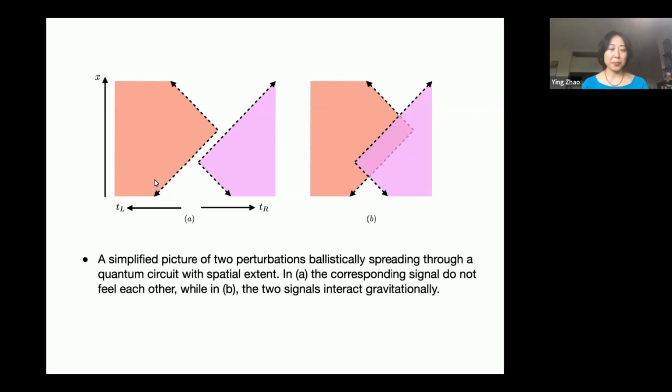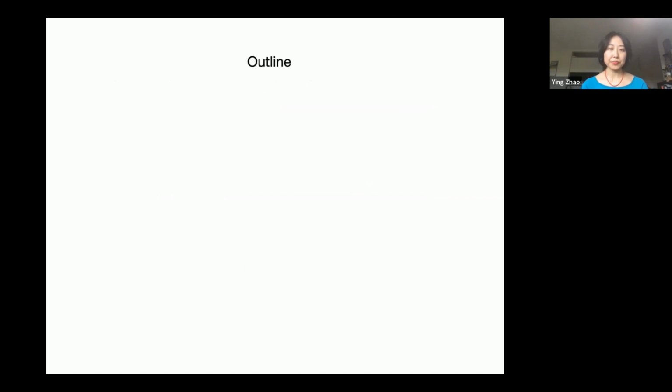In the left panel, the growth of these two perturbations, they do not feel each other because they don't have overlap. The more interesting case is the right panel. The two perturbations actually overlap. They do feel each other. And as we will show later, the interpretation is that the two signals somehow interact gravitationally.